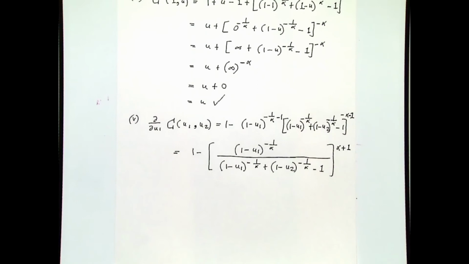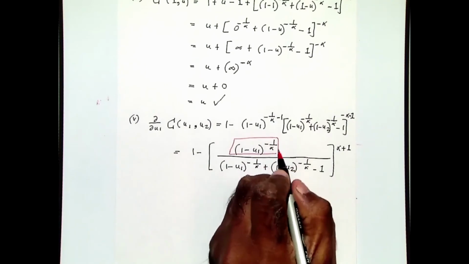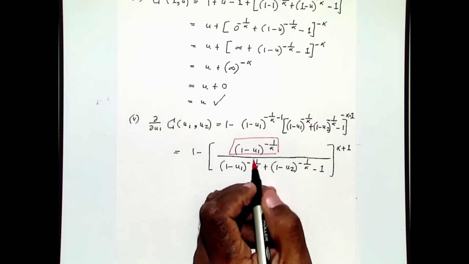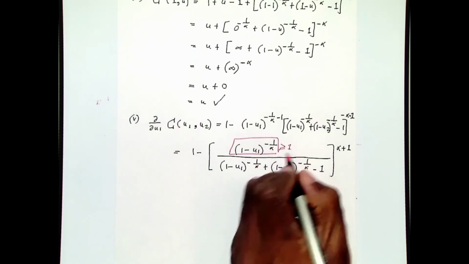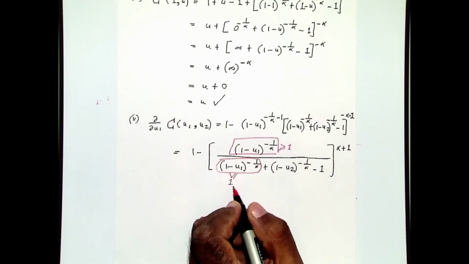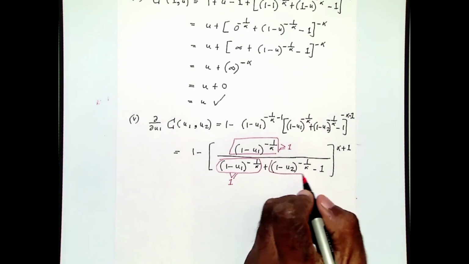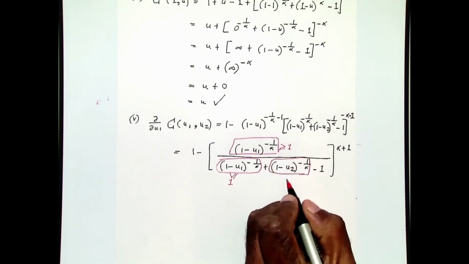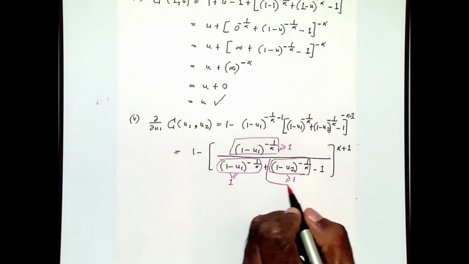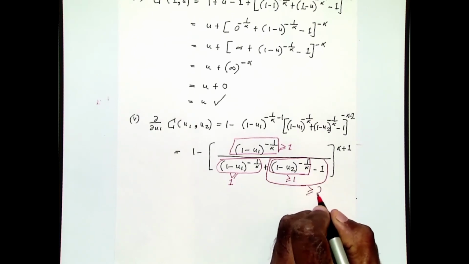Okay, now let's look at the term inside the square brackets. Now this term here, because u1 is a number between 0 and 1, and you're taking a negative power of a number between 0 and 1, this has to be greater than or equal to 1. And for the same reason, this has to be greater than or equal to 1. And this is also greater than or equal to 1 for the same reason. Now this minus 1 has to be greater than or equal to 0, right?